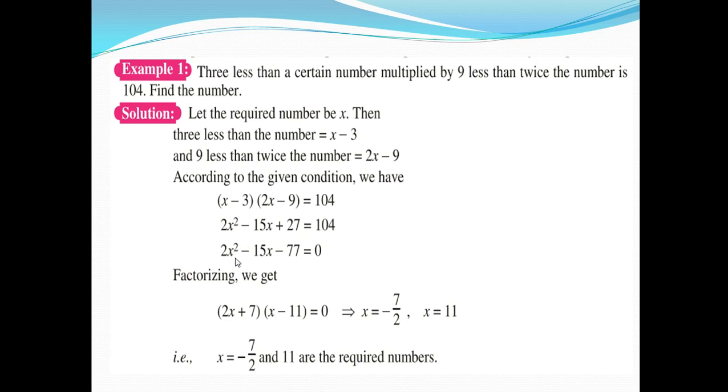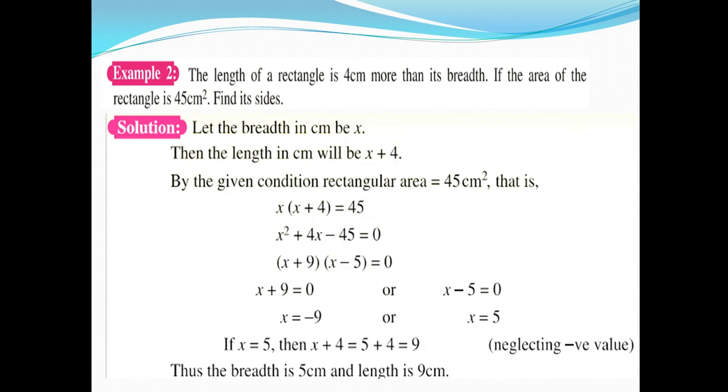After simplification, 2x square minus 15x minus 77 is equal to 0. By the factorization middle term method, we get the quadratic equation (2x plus 7)(x minus 11) equal to 0. Both are multiplied by each other and give the product 0, so they are separately equal to 0. After simplification, x is equal to minus 7 by 2 and x is equal to 11. These are the required numbers. We get the value 104 when we put them in the equation.